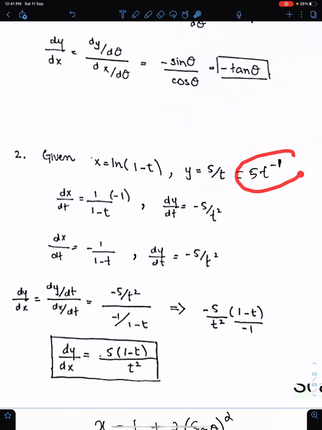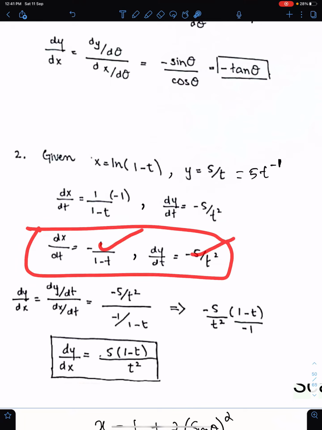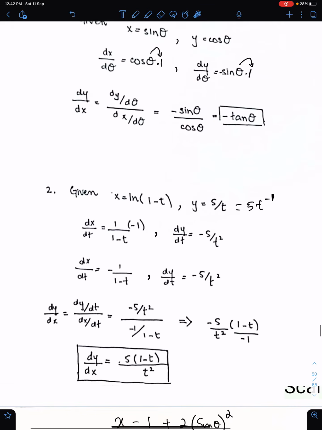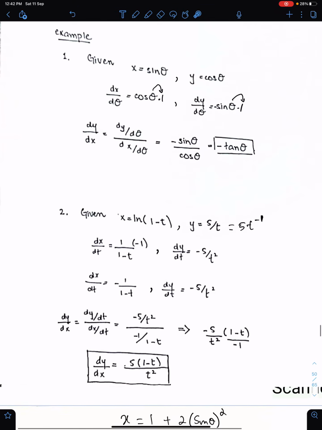So when you will differentiate this, you'll get this thing: minus 5 upon t square. Now you need to substitute these two results into this formula: dy upon dt here, dx upon dt is here, and that's the final answer. So these are the two important examples of parametric equations.